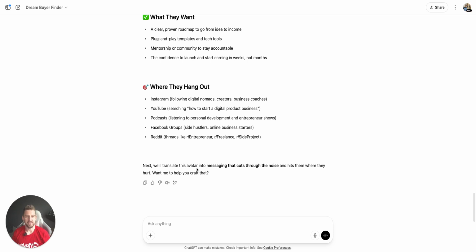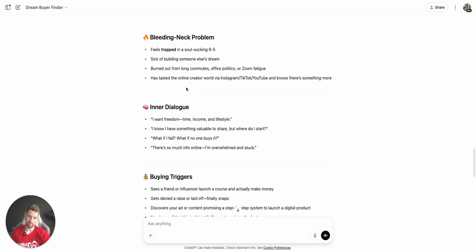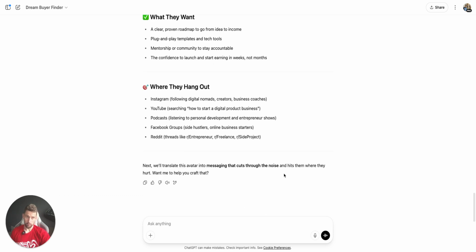And then they'll translate this into messaging that cuts through the noise and hits them where it hurts. Do I want help to craft that? So essentially we can craft our message from here, what our selling points and stuff like that, okay? And we can move on from there. I'm not going to do that right now. We've got an avatar.